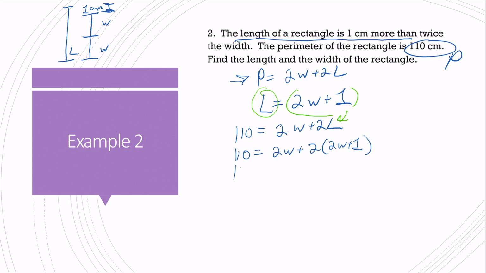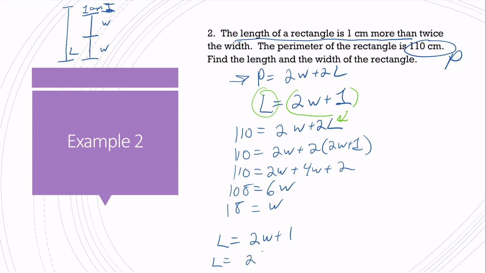Then I can go ahead and distribute that 2, combine like terms, and solve for W and get that W is 18. So my width is 18. How much is the length? Well, the length is 2W plus 1. So my length is 2 times 18 plus 1, and that gives us 37. My length is 37.